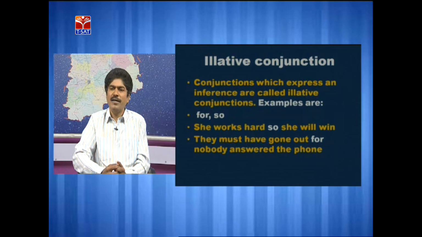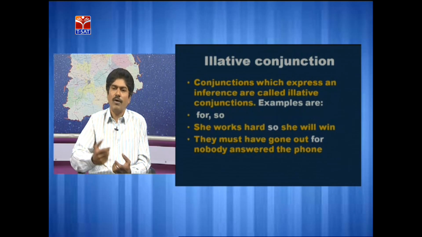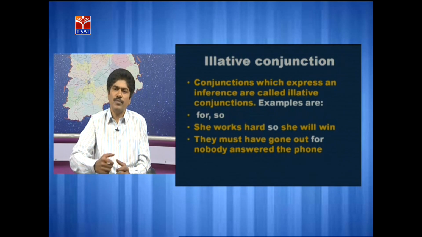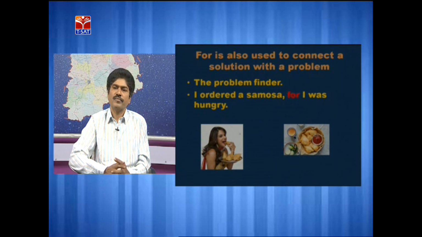What is the inference? Nobody answered the phone. What is the inference of that? What can we make out? They must have gone out. There is no one in the home. They must have gone out, for nobody answered the phone. These two ideas are joined together by using one coordinating conjunction, for. We name this type of conjunction an illative conjunction.